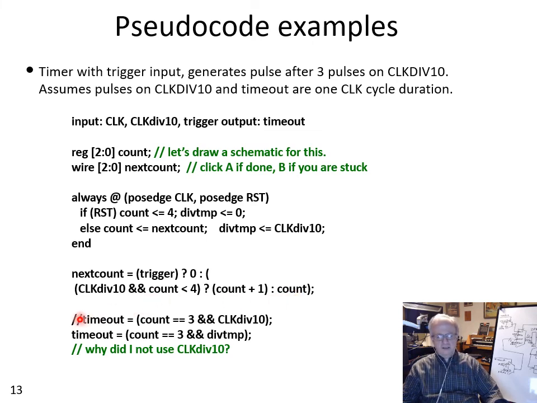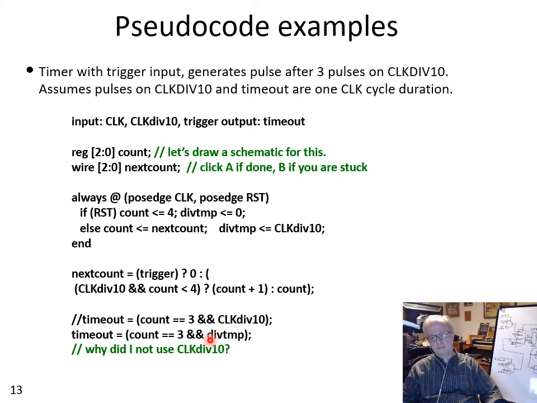Output logic. I wanted it to produce a pulse after the third occurrence of clock div 10. So I said, okay, timeout is asserted when count is 3, and I used div temp instead of clock div 10 just to avoid mealy machine type of operation. So there's the pseudocode for this.